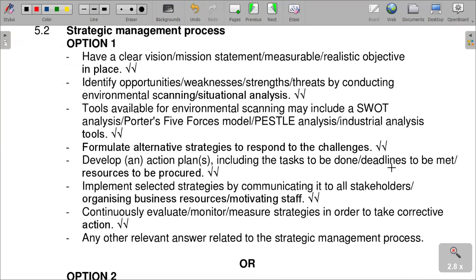So the strategic management process looks into the clarity of the vision. It looks into the clarity of the mission statement, as well as how realistic the objectives in place are. And then identifying the strengths and weaknesses, which can be done through various environmental analysis techniques, such as the ones that I've mentioned there: the SWOT analysis, the Porter five forces model, PESTEL analysis, and then also identifying alternative strategies that can be suitable to respond to various challenges the business is working towards.